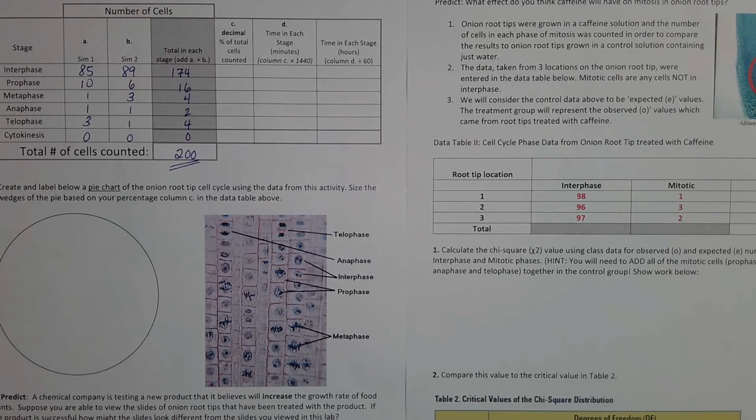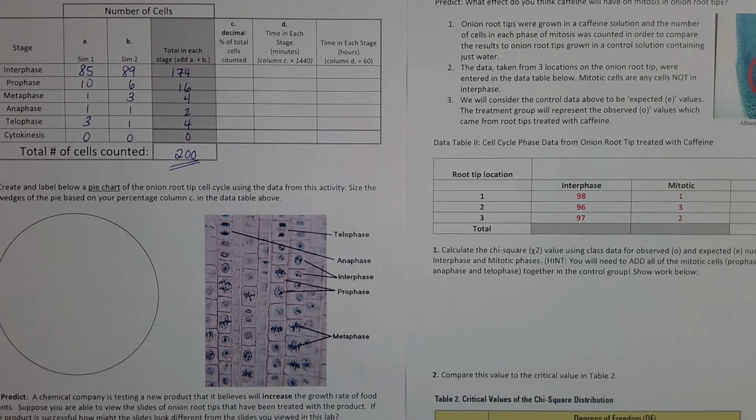Okay, I had a lot of questions about the chi-square analysis part of your gizmo activity. So I'm going to go through that with you real quick. First of all, just a reminder what chi-square is. It's allowing you to compare observed and expected data, and your expected data comes from your null hypothesis.